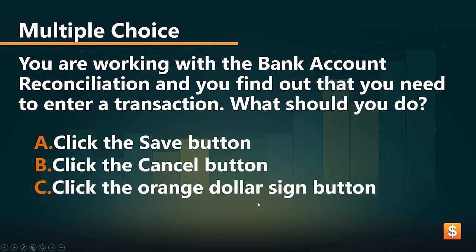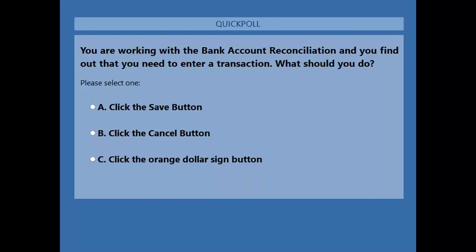Okay, next up here is a multiple choice question. You're working with the bank account reconciliation and you find out that you need to enter a transaction. What should you do? Either A, click the save button, B, click the cancel button, or C, click the orange $ sign button. So A, B, or C. What's the best way, if you're working within the reconciliation, to get back out if you realize that you need to add a new transaction in? Okay, I'm going to go ahead and close this one out.